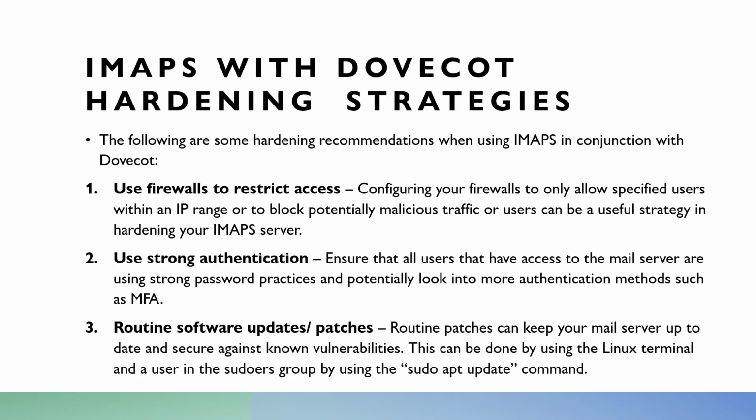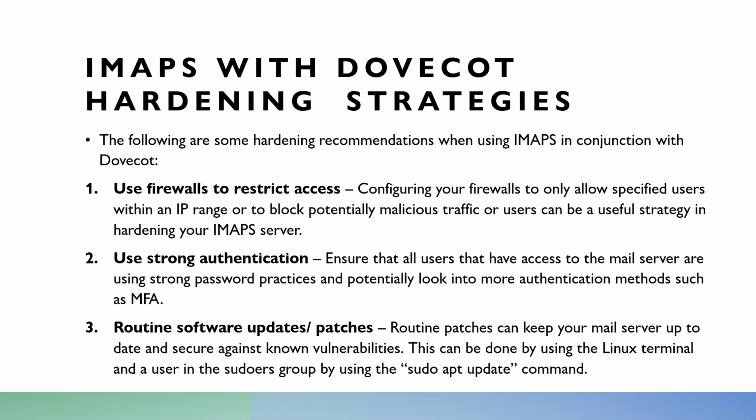Now we'll discuss a few hardening strategies when using IMAPS with Dovecot. The first is to use firewalls to restrict access. Configuring your firewalls to only allow specified users within an IP range, or to block potentially unwanted users, can be a useful strategy in hardening your IMAPS server. Next is to use strong authentication. Ensure that all users that have access to the mail server are using strong password policies, and potentially look into more authentication methods such as multi-factor authentication and stronger authentication methods.